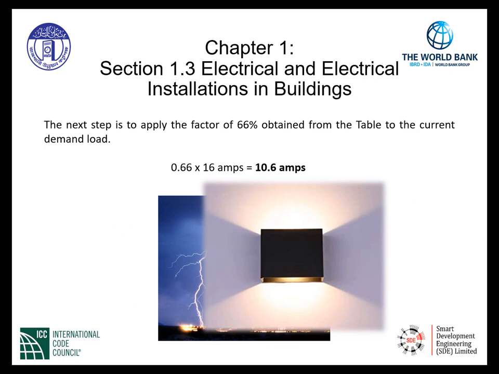The next step is to apply the factor of 66% obtained from the table to the current demand load. We simply write the equation according to the decimal equivalent of 66%, 0.66, and we multiply it times 16 amperes, which equates to 10.6 amps.